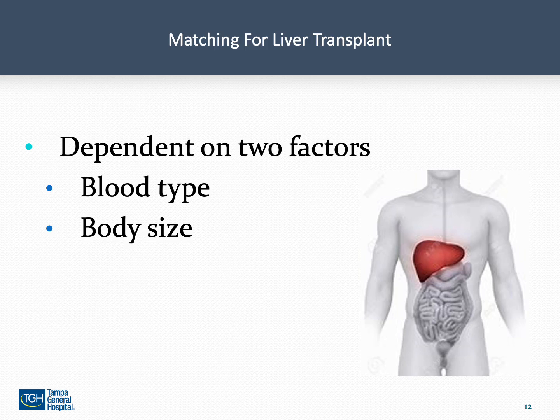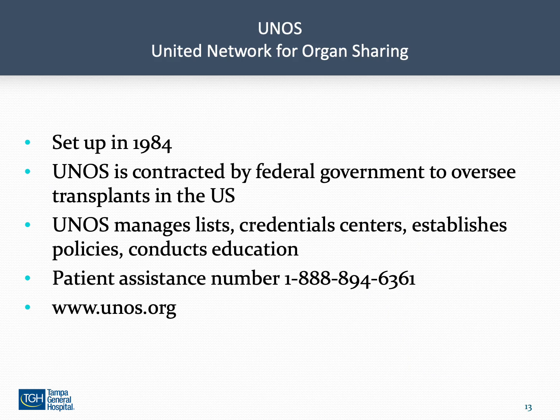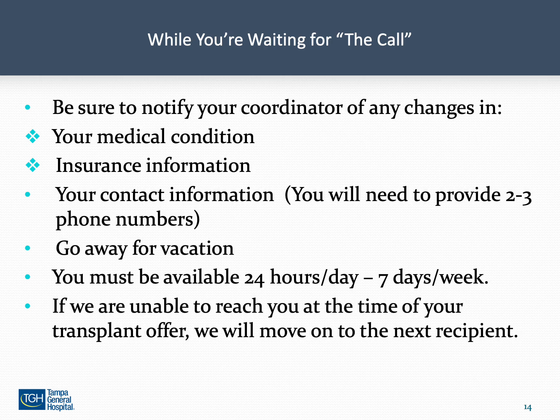Matching for liver transplant depends on two factors, blood type and body size. UNOS is the United Network for Organ Sharing. It is contracted by the federal government to oversee transplants in the U.S. UNOS manages lists, credentials centers, establishes policies, conducts education. If you need assistance, you can call 1-888-894-6361 or go to www.unos.org.